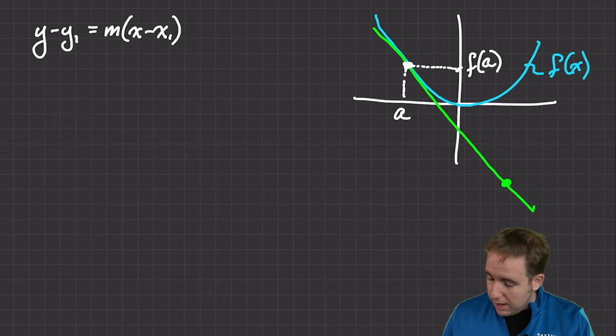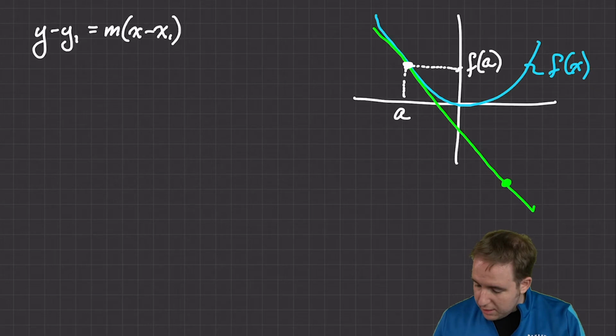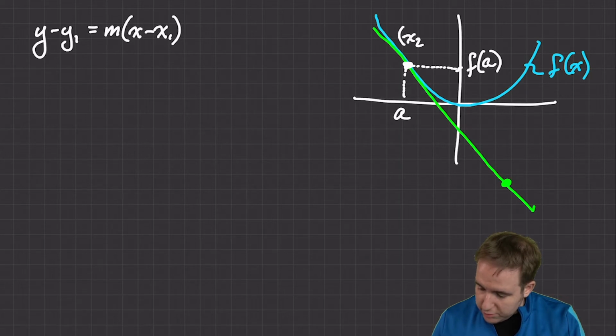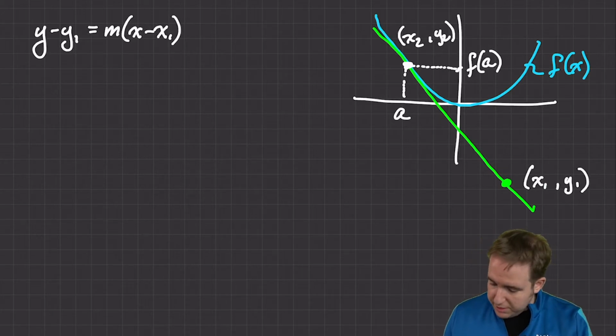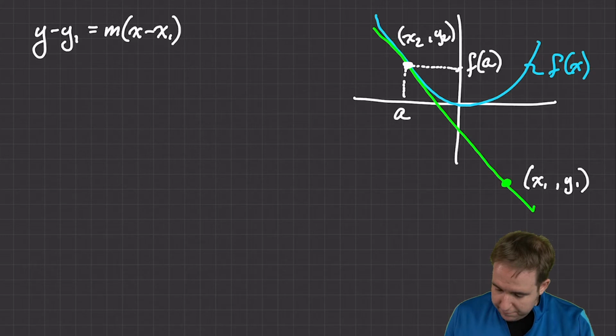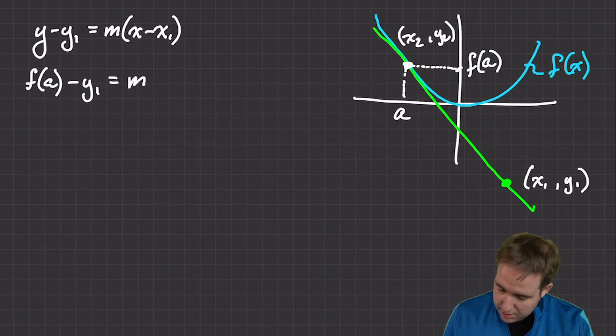So now I have 2 points. This can be my x2, y2, and this can be my x1, y1. So now this becomes f of a minus y1 equals m times x minus x1.